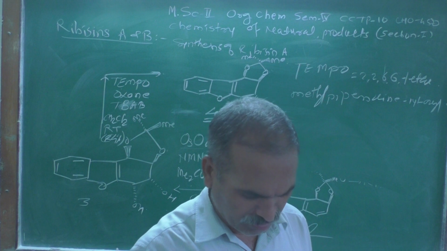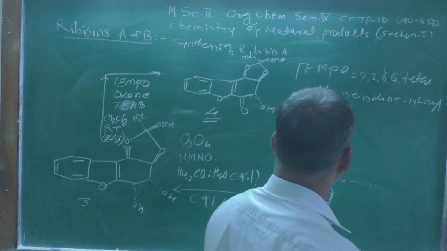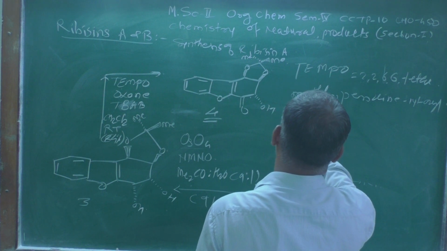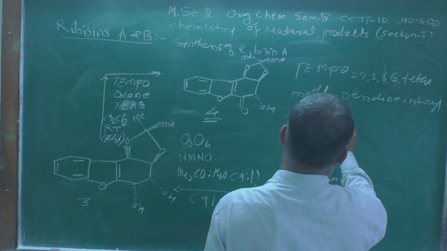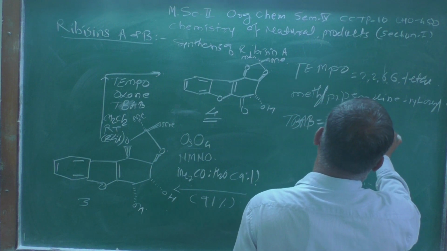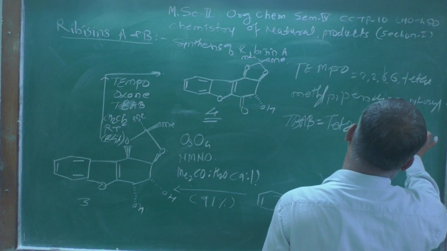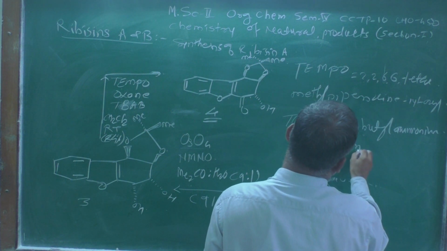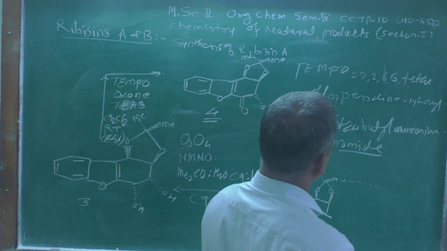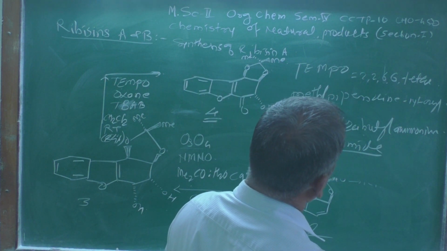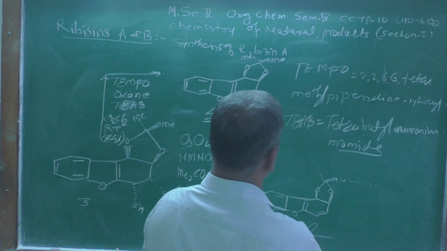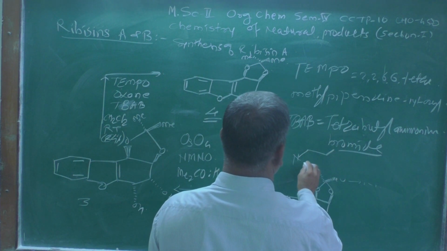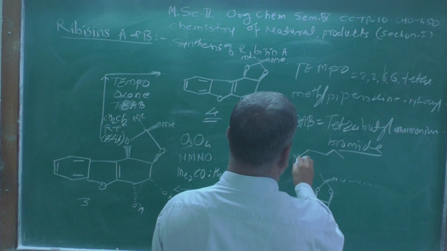TBAB is tetrabutylammonium bromide. TBAB is nothing but tetrabutyl ammonium bromide, meaning tetrabutyl like this.